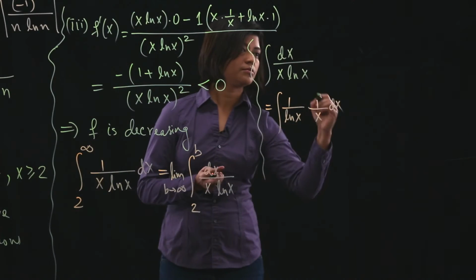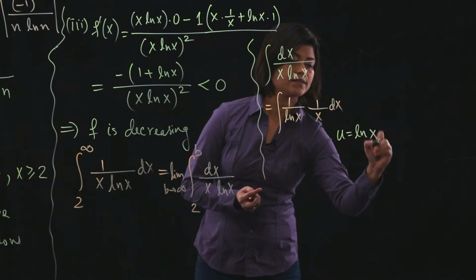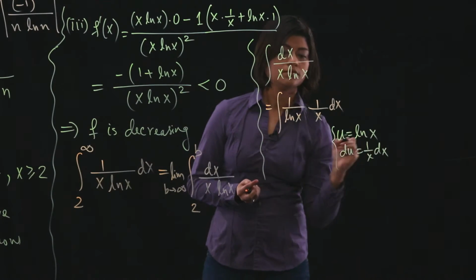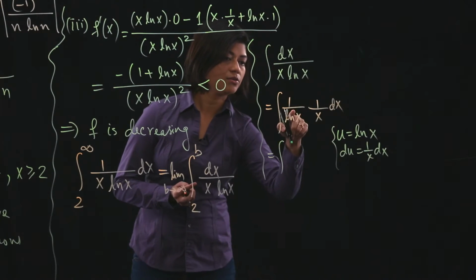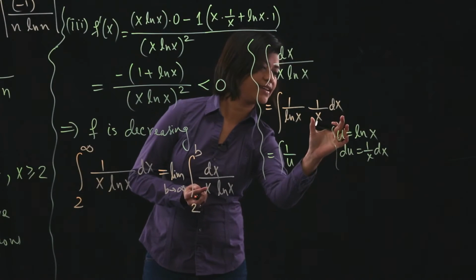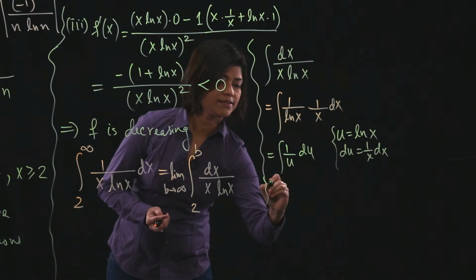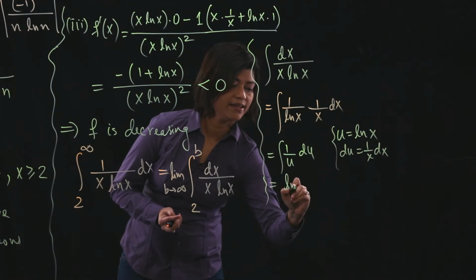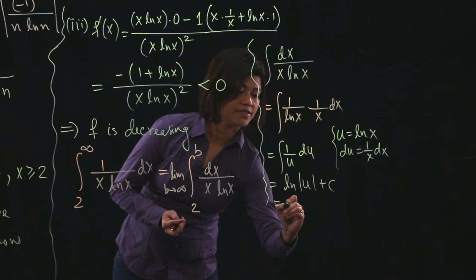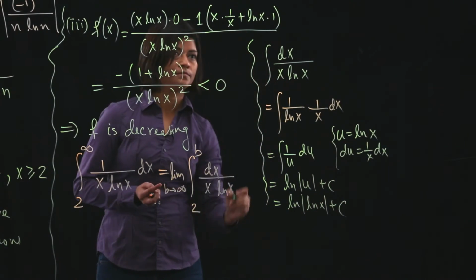So if you do u to be natural log of x, du is 1 over x dx. Okay, so this integral looks like 1 over u and 1 over x dx. This entire thing is du. And hence, the antiderivative is ln of absolute u, but u is ln of x. So this is ln of ln of x plus c.